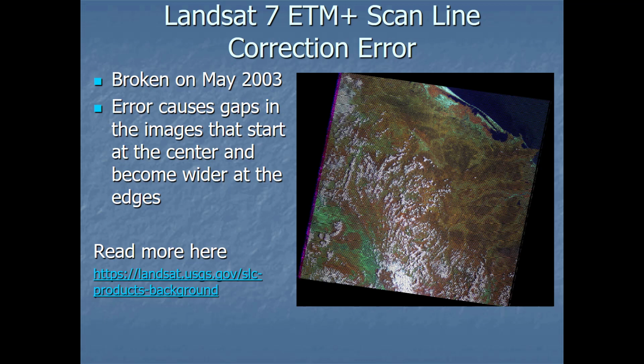A special note on Landsat 7 ETM Plus. This platform was broken in May 2003, and so there are lines in the images. You can see this here. If you choose to use Landsat 7 ETM Plus imagery, you need to know that there are a great deal of errors that are caused by gaps in the image. It starts at the center and becomes wider at the edges. Please read more at this website here on this error and methods for correcting it.